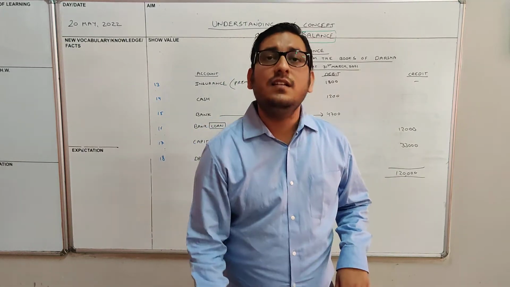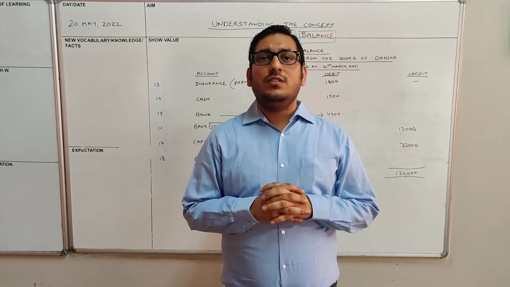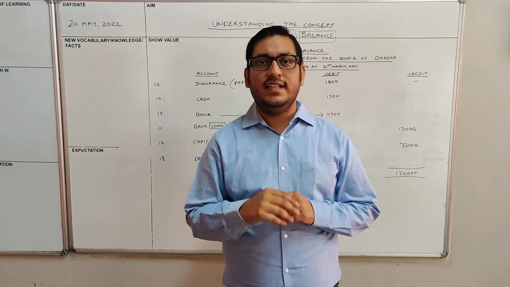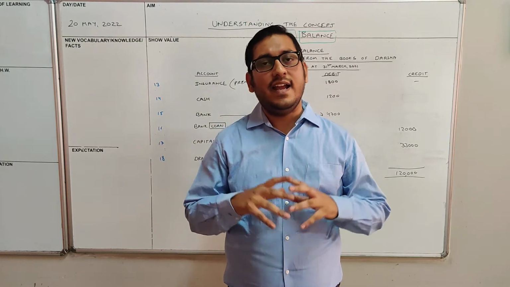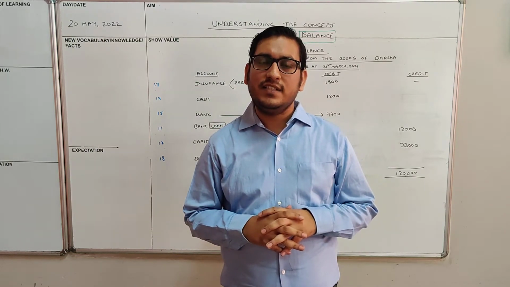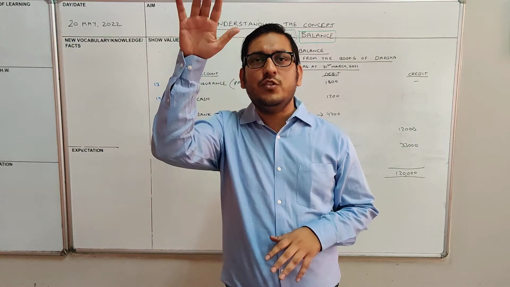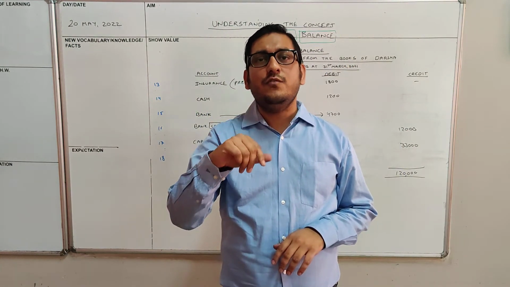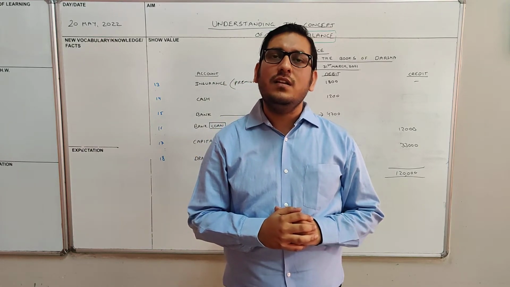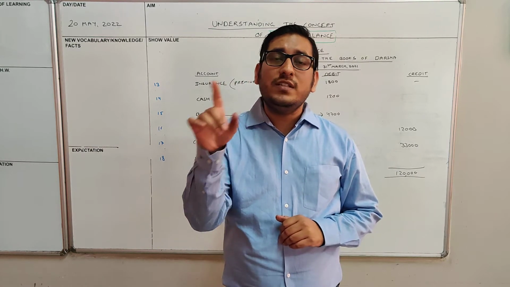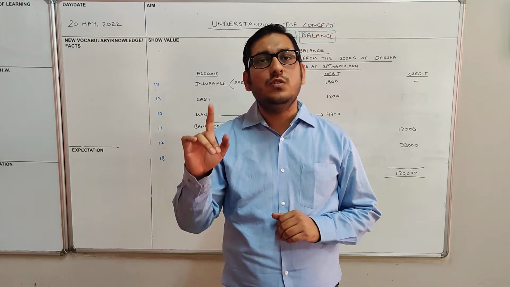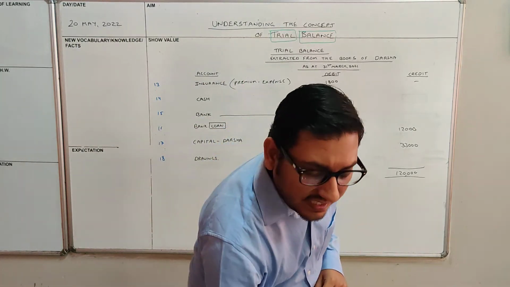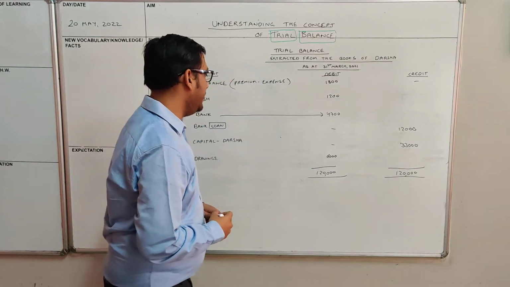So this clears the concept of the double entry system, that every transaction has two sides, debit and credit, and at the end of the year, my total debits will always equal my total credits. If I have to make an accounting equation, I can say that my total assets will always equal my total capital plus total liability. Please write down this accounting equation in your copy.